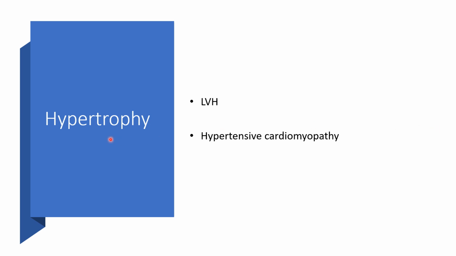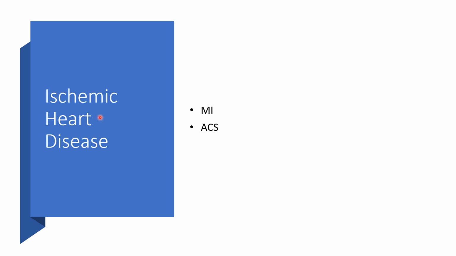As far as hypertrophy is concerned, with the aid of the echo, we might be able to pick up left ventricular hypertrophy, particularly in long-standing hypertension. And of course, there may be hypertensive cardiomyopathy. That could be picked up on echo as well as chest X-ray. Ischemic heart disease might be dealing with heart attack or myocardial infarction, all put together as acute coronary syndrome, with others.